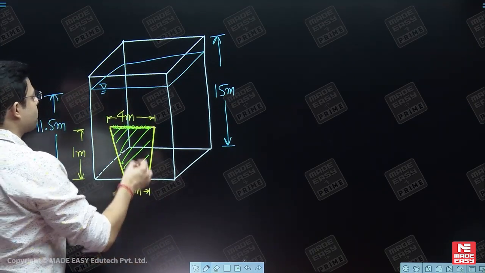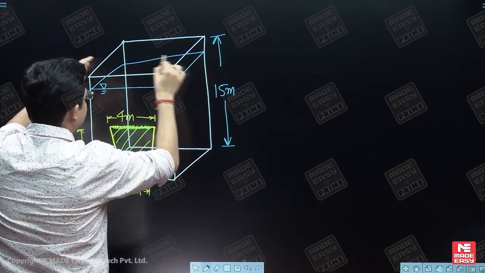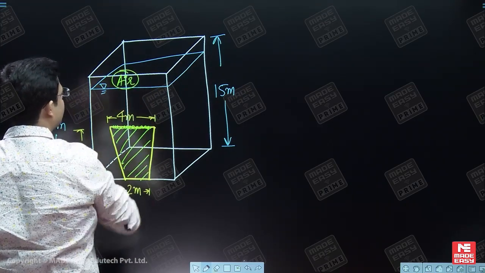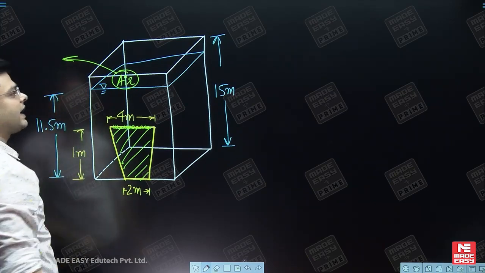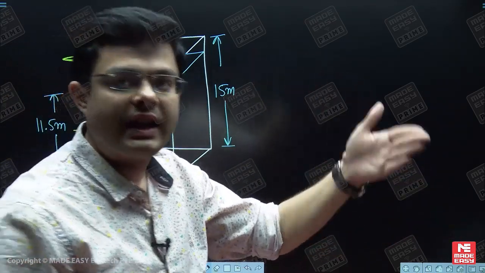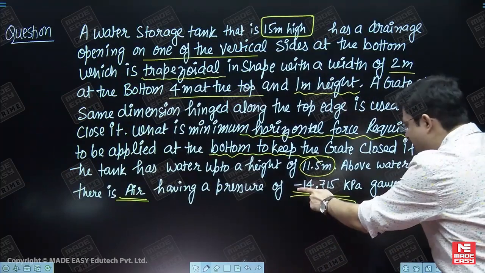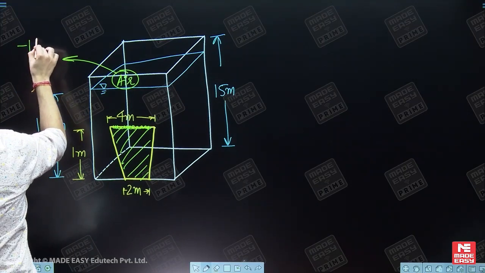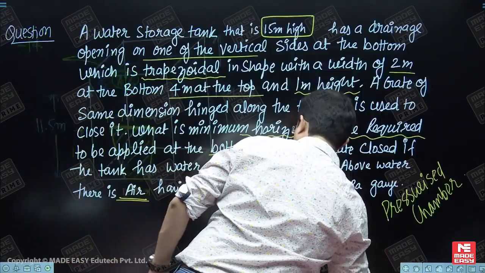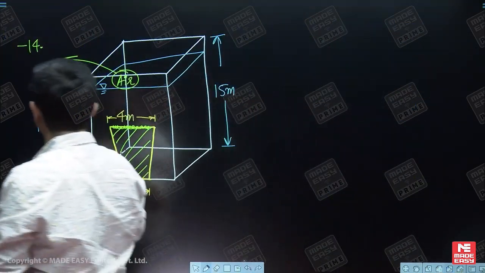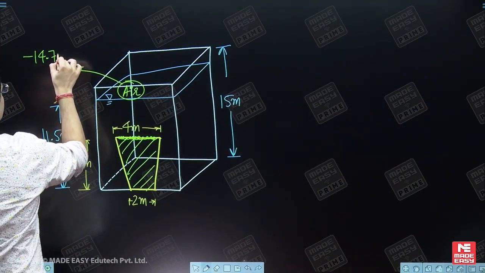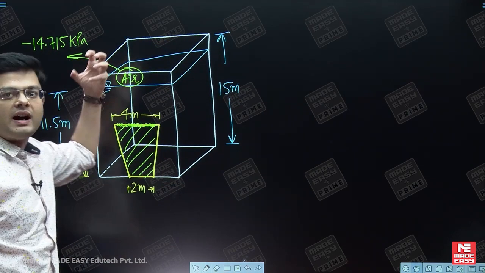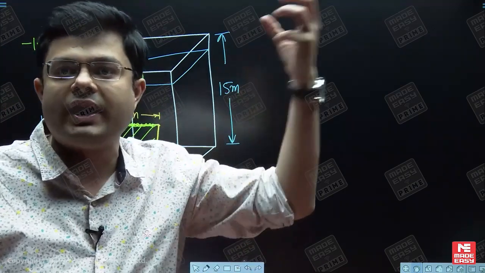But wait, the most important thing is that above this liquid level there is air, and this air is not at atmospheric pressure. Rather, the pressure of this air is given as minus 14.715 kilopascal. Please have patience. These are very beautiful problems. So therefore, there is a pressurized air over the liquid surface.